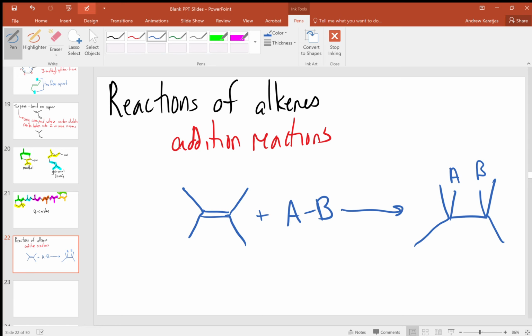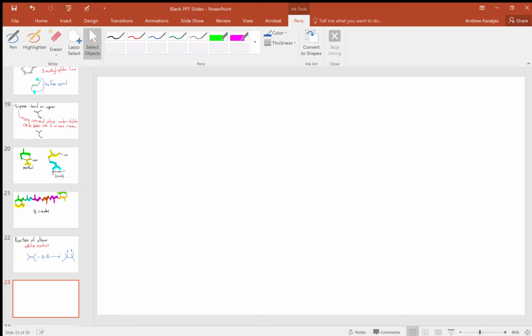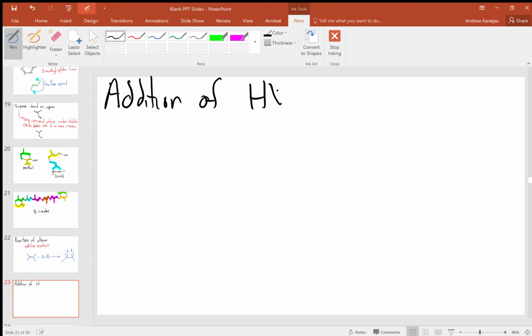Now, what are A and B? What can function as A and B here? Well, the answer is a number of different things. And the first one we're going to look at is the addition of HX. And remember that when we use the letter X to abbreviate, the letter X generally stands for just some generic halogen.